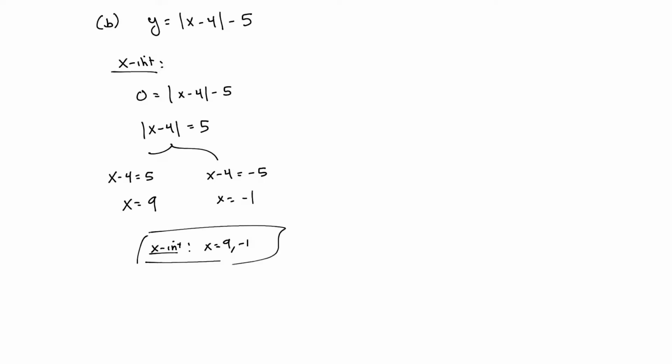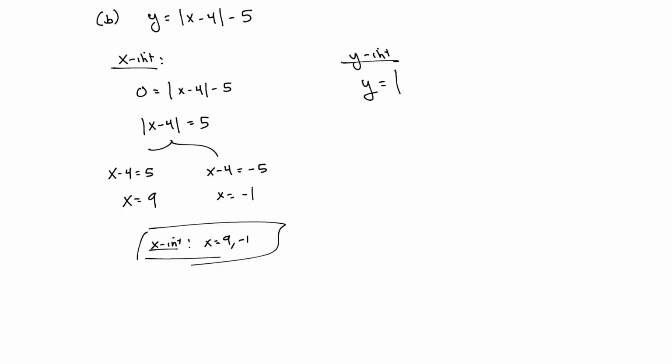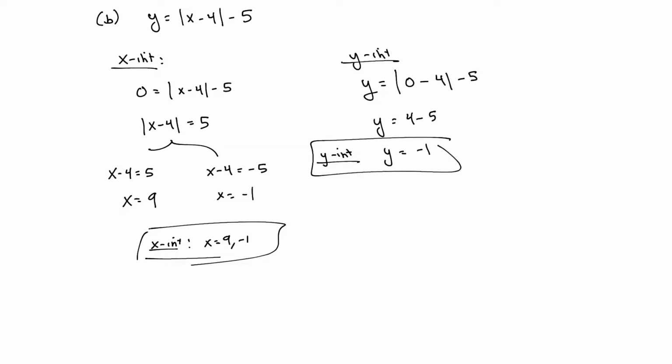Those are my x-intercepts. And so for my y-intercepts, I'm going to set x equal to 0 and solve for y. So y is what I'm trying to find, and then x we're going to replace with 0. This is the absolute value of negative 4, which is positive 4. So this would be y equals 4 minus 5, which is y equals negative 1. That is my y-intercept. And that is my answer.